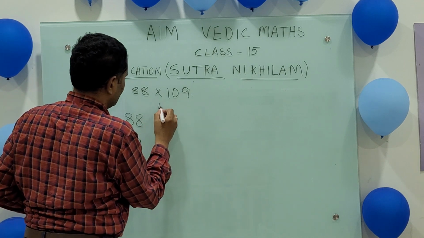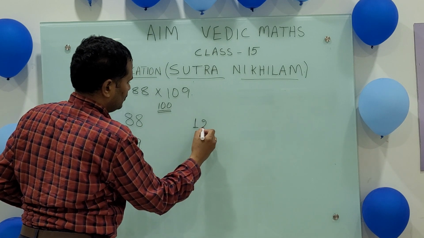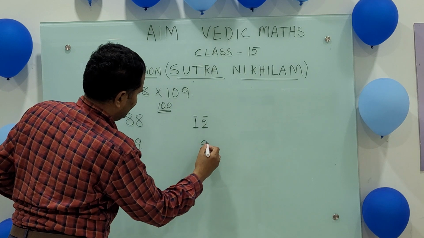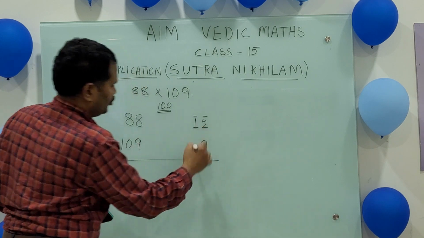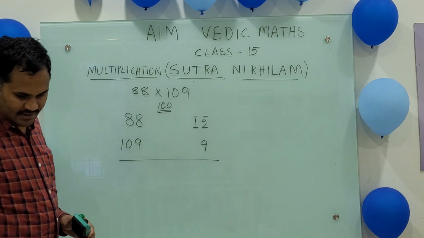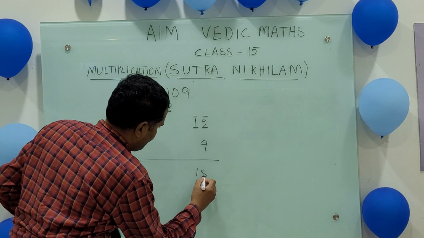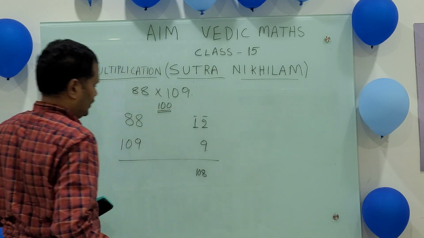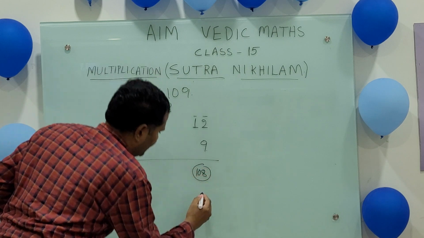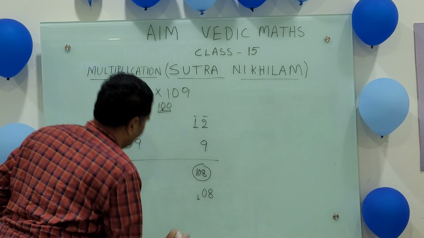So the closest base is 100. 88 is 12 less, and 109 is 9 more straight away. So here you have 12 times 9, 12 nines are 108. But you have the base with two zeros, so this 108 you will be representing in the two-digit format. 108, 1 will be here.